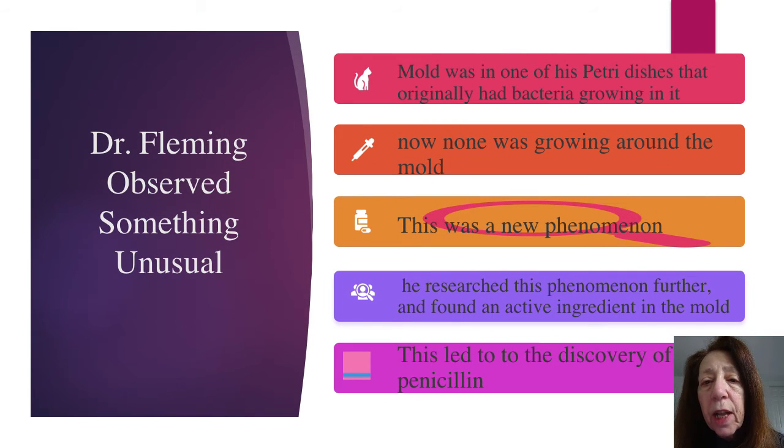So if you go back to that slide, you'll see that there was mold, but there were different forms of it. Some were circles, and some were long striated strips. So he saw that there was mold growing, but where he had put it originally, none was growing around it. And this was something new.